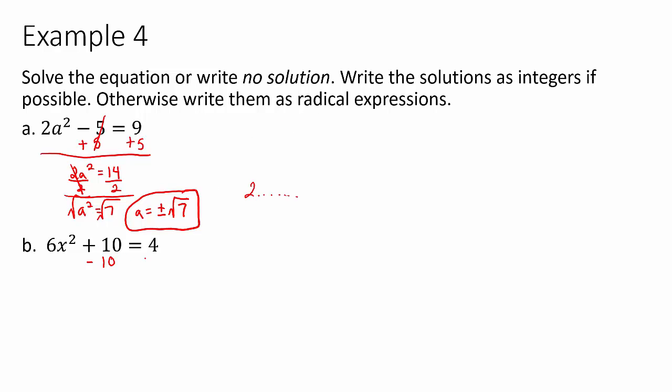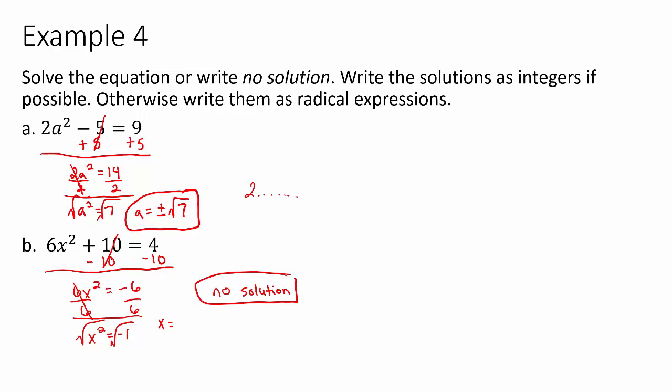Now on part B, I'm going to subtract 10 from both sides. And divide by 6 and get x squared equals negative 1. So again here, when I square root and I've got the square root of a negative number and I go to write x equals, well, I can't square root a negative number. At this point in time in Algebra 1, I don't know how to do that. So I say instead that there is no solution.